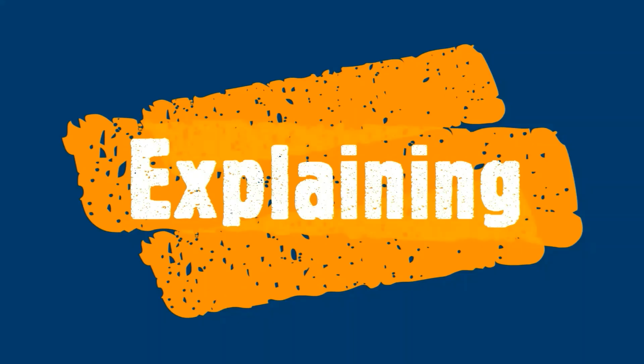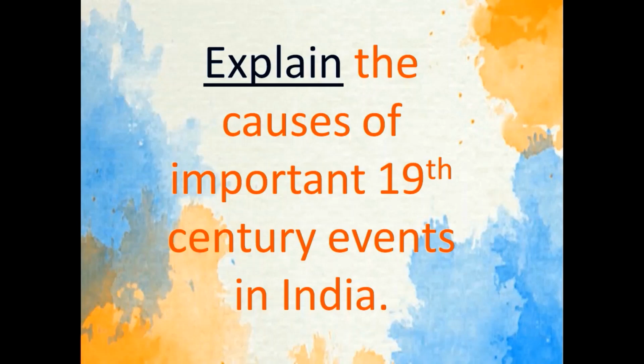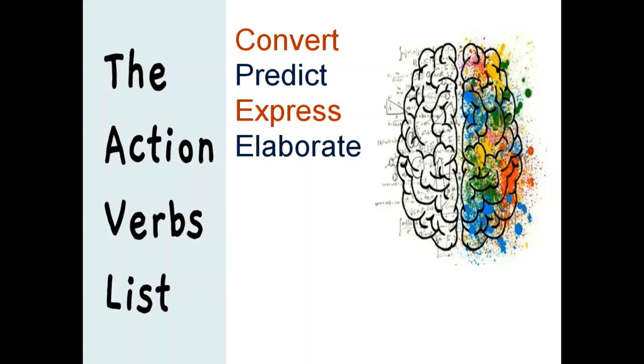Explaining, constructing a cause and effect based model of a system. For example, explain the causes of important 18th century events in India. Framing sentences using action verbs for understanding.